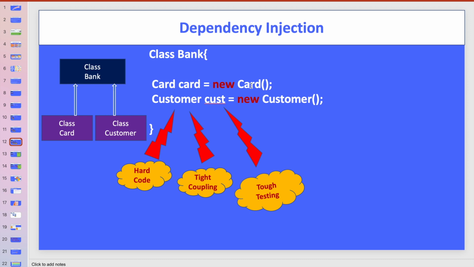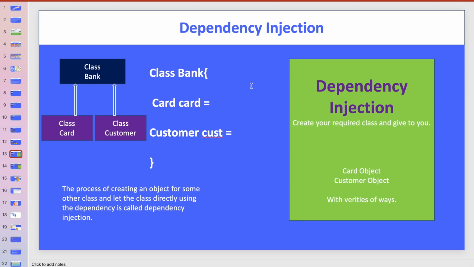So what is the solution for that? The solution is dependency injection. Dependency injection is a design pattern which says that we create the objects of other classes and inject them into the class directly as dependencies. That is why it is called dependency injection. It means as a Java developer, you do not need to create the objects; someone else on your behalf will create them and inject them, and that concept is called dependency injection. So dependency injection creates your required class and gives it to you. So if you see here, we are not going to use the new keyword, right?